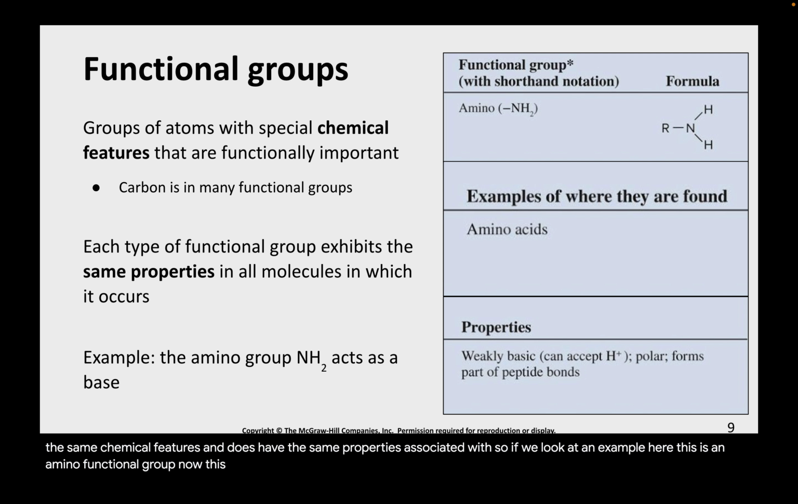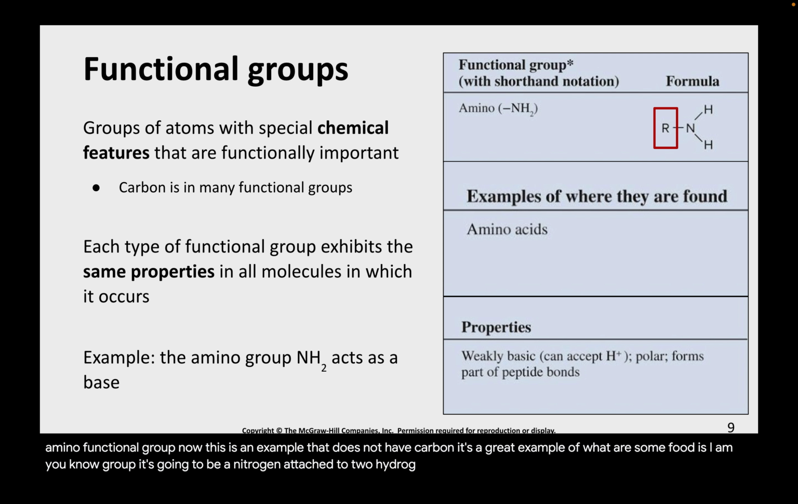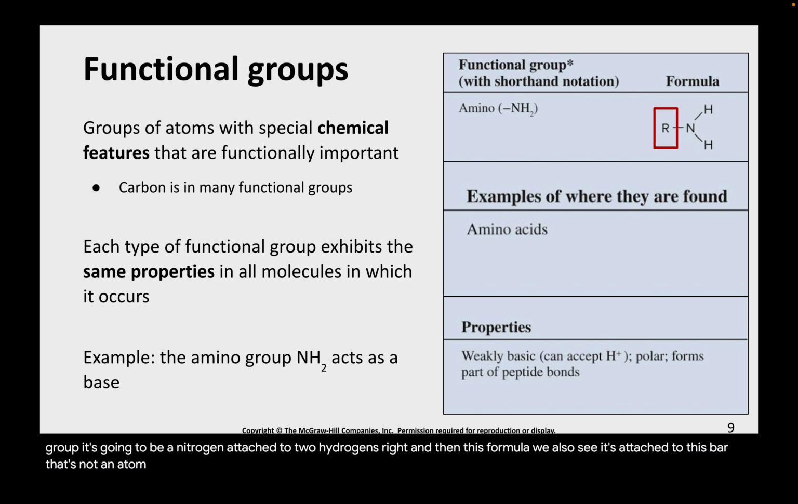Now this is an example that does not have carbon. But it's a great example of what a functional group is. An amino group is going to be a nitrogen attached to 2 hydrogens. And in this formula, we also see it's attached to this R. That's not an atom. What the R is representing is that this is the rest of the molecule here. But this is the specific functional group we're interested in.